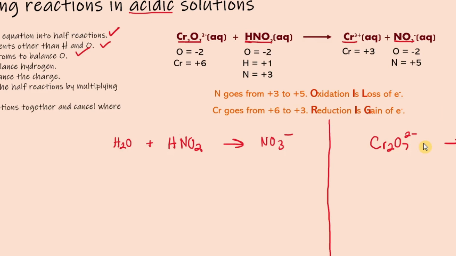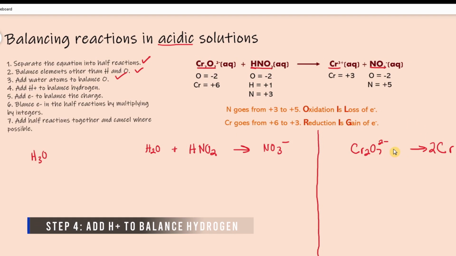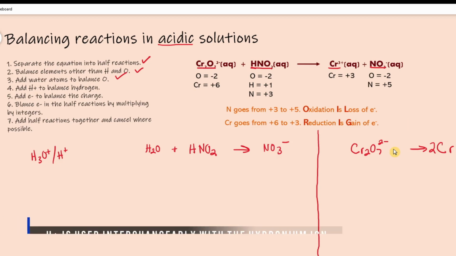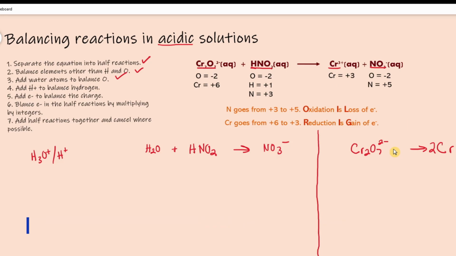Now we want to add H+. Remember, we're in an acidic solution. So H3O+, we're going to use these interchangeably, but I'm just going to use H+ for simplicity's sake. And we're in an acidic solution, so we're going to assume we have pretty much all of that we need to work with. And so I'm going to use that to balance my hydrogen.